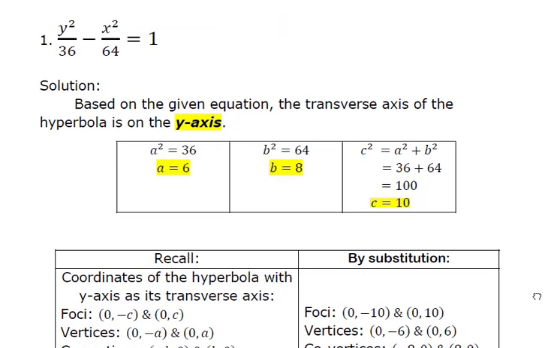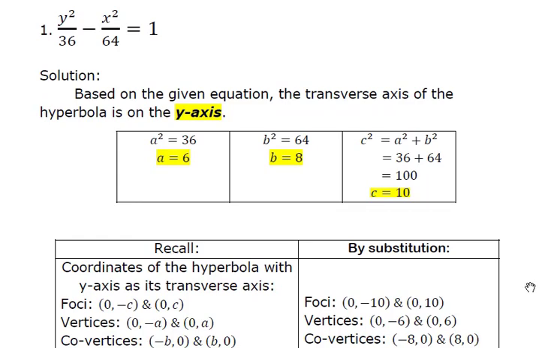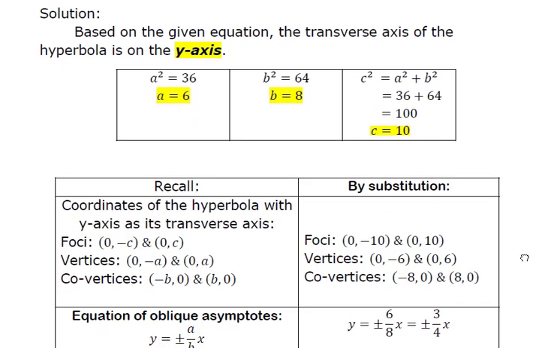And we are now ready to plug in the required coordinates of the foci, the vertices, and the co-vertices. So recall, for the hyperbola with the y-axis as its transverse axis, the foci coordinates are 0, plus or minus c. In this case, our c is 10, so we have 0, negative 10, and 0, 10. For the vertices, we have 0, plus or minus a. So a is 6, so the vertices are 0, negative 6, and 0, 6.